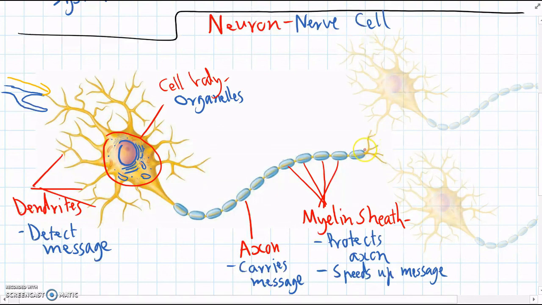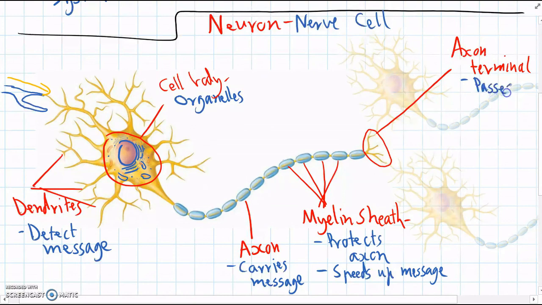The last main part is these small little branches at the end of the neuron. And this is called the axon terminal. So the end of the axon. And we can see that it's joined to the next neurons in the chain. So the axon terminal passes the message to the next neurons.